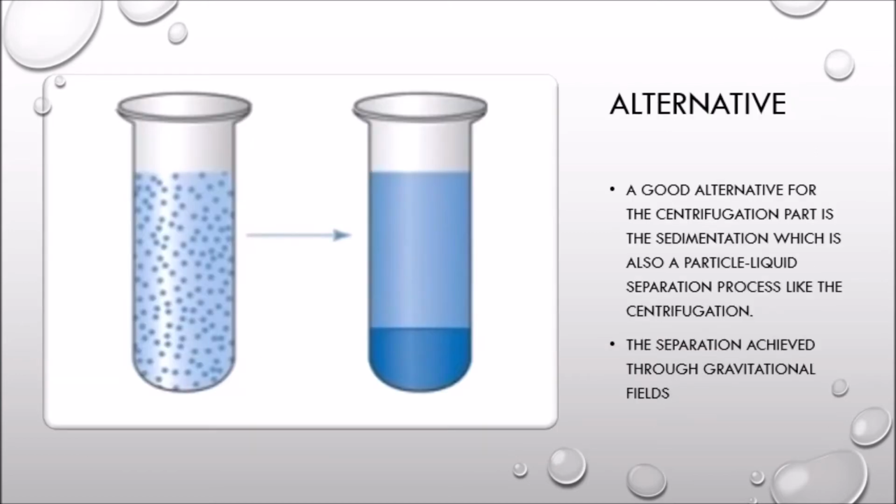An alternative for centrifugation is what we call sedimentation. It is also a particle-liquid separation process like centrifugation, and the principle behind the two processes is the same, which is achieved through a gravitational field. The requirement is that the material should be denser than the medium for the sediments to settle at the bottom of the container. The basis of operation of the sedimentation process is the density and shape of the molecules.